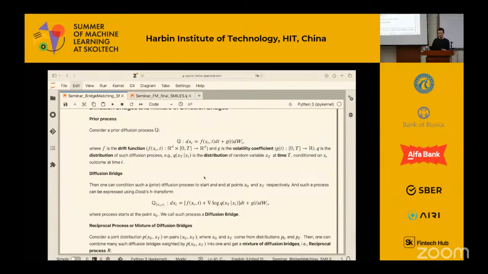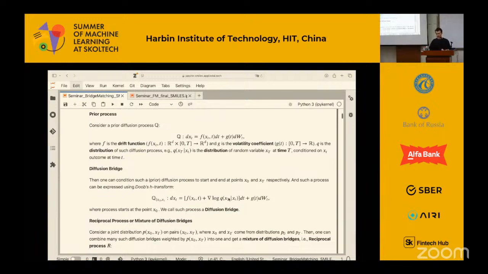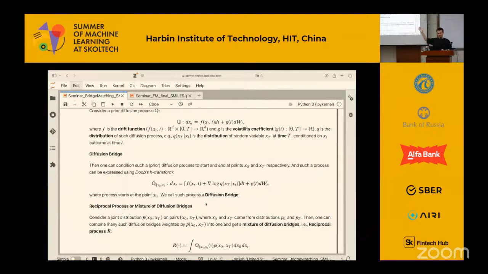Then, if we have this prior process, we can make it start and end at some particular points, as Alexander said, by employing the Doob h-transform. I recap that the Doob h-transform would look like this. The only thing that differs from the prior process is this gradient of the logarithm of distribution Q, basically the score function of the stochastic process, if you would. This helps us to see into the future of the process and condition on this future. And of course, we start from x0. We call such a thing a diffusion bridge.